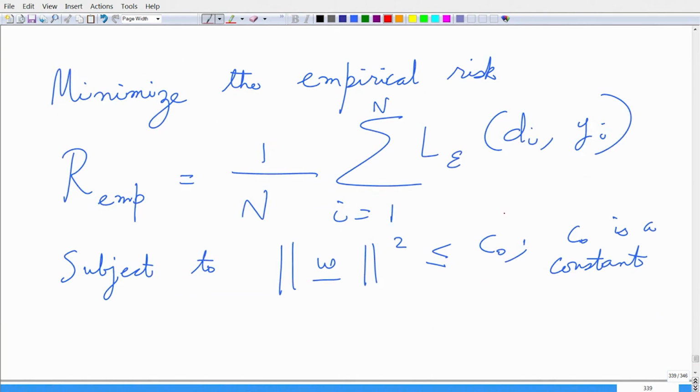Now I would like to minimize the empirical risk given by this quantity, 1 upon n summation i equals 1 to n, the loss associated with d i and y i, the epsilon insensitive loss function. I invoke this subject to the norm of the weight vector being less than or equal to some quantity c naught, right. But I can fuse my constraint to minimize this norm and the risk together.